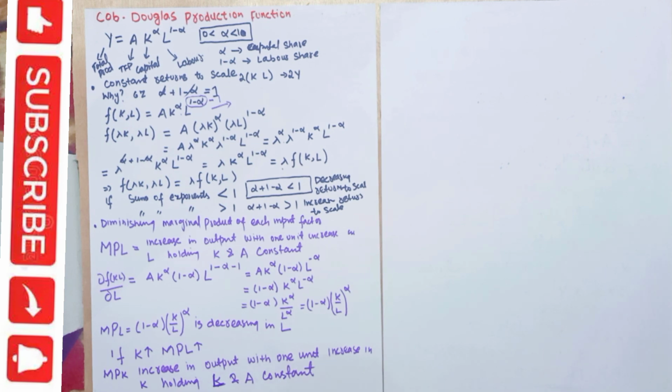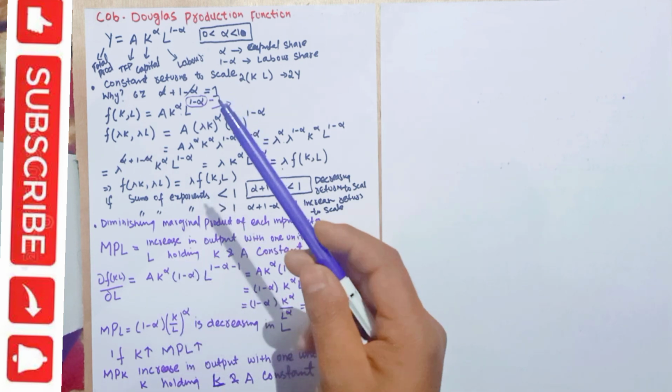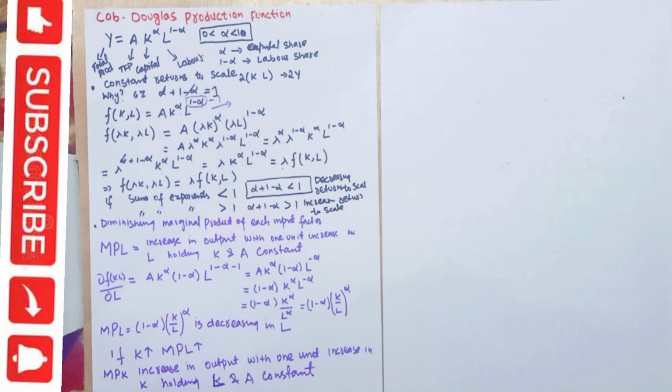That simply means marginal productivity of capital means increase in output. How much output will get increased if we increase 1 unit of capital holding labor and state of technology or total factor productivity constant. That marginal productivity of capital is simply, as we have seen here, the partial derivative of the Cobb-Douglas production function with respect to capital.